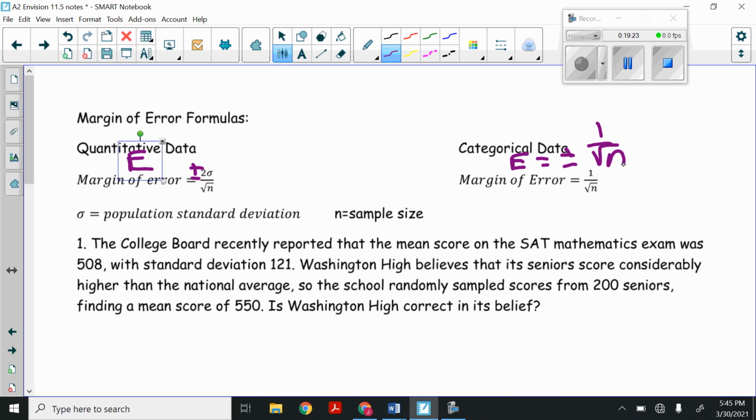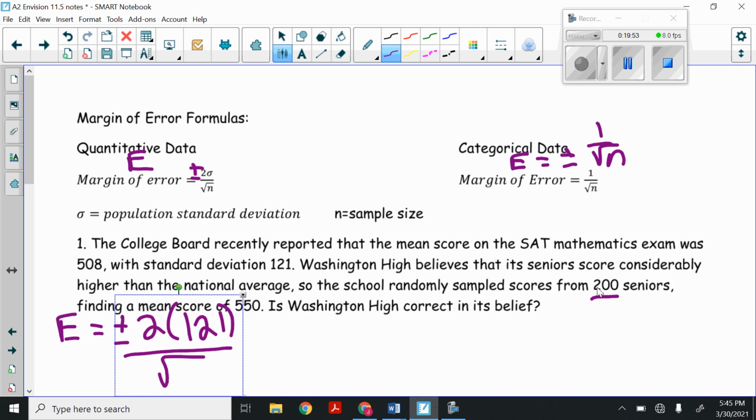So first, let's find out what is the margin of error for this SAT. So our E is equal to, they gave us all the information we need to do quantitative data. So E is equal to plus or minus 2 times the standard deviation, which they told us, standard deviation of 121, divided by the square root of the sample size. The school sampled 200 seniors, 200. When we type all that in our calculator, we get that it's approximately plus or minus 17.